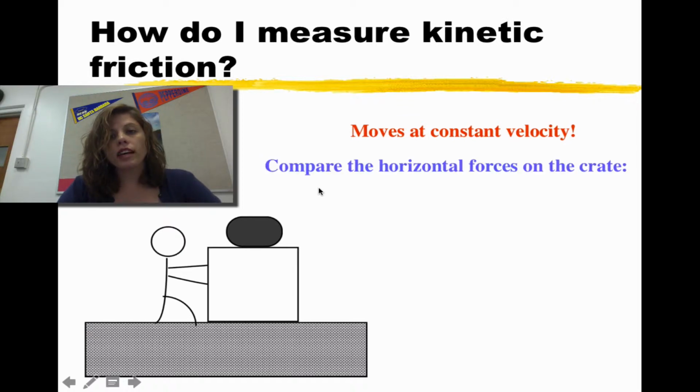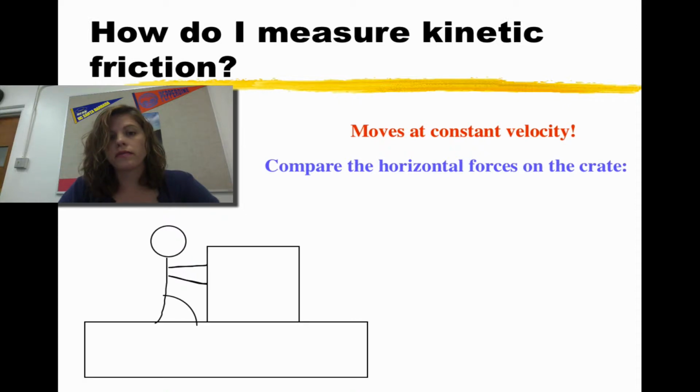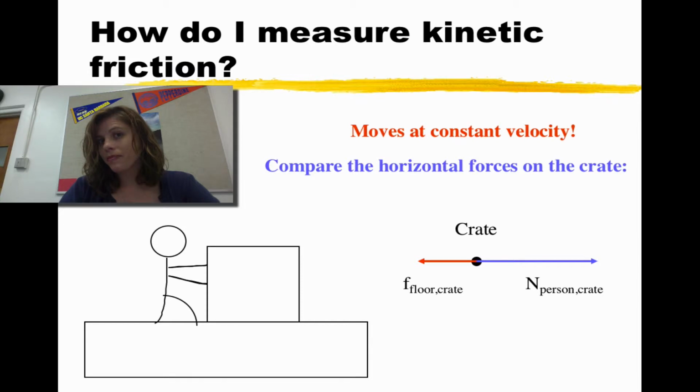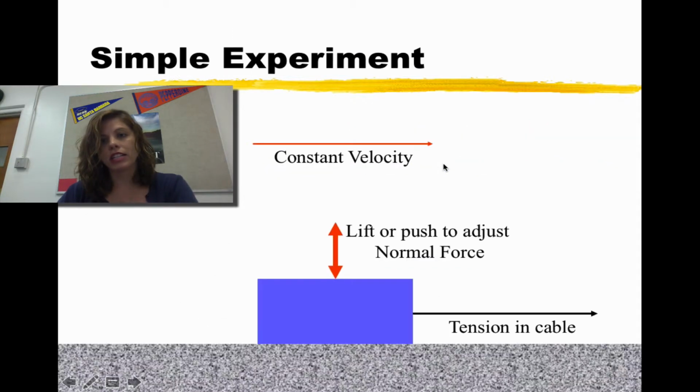So if the crate moves at a constant velocity, compare the horizontal forces. So we're not concerned with the vertical forces at this point. So we have the person pushing the crate, and then we have friction. Do you agree with this? I hope you said no. The key here is that it's moving at a constant velocity, right here, constant velocity. So if it's moving at a constant velocity, the crate and the floor should have the same magnitude.